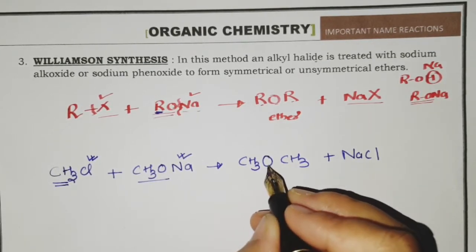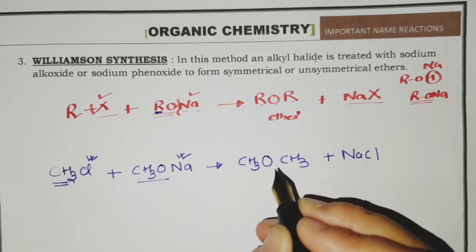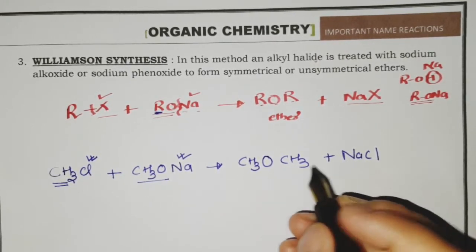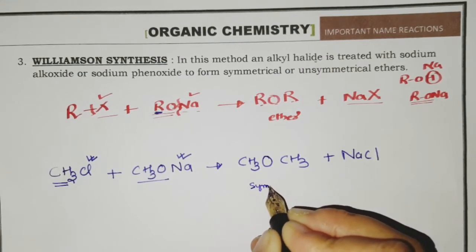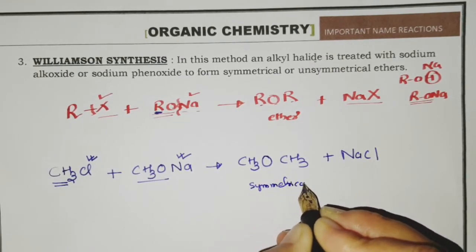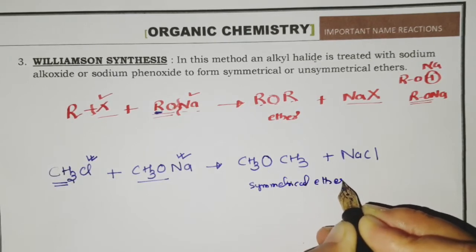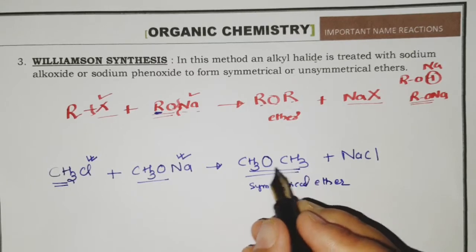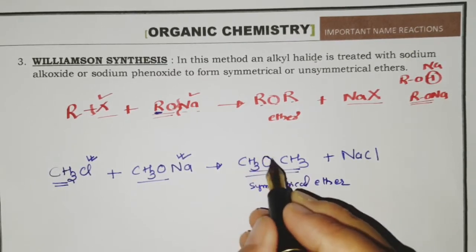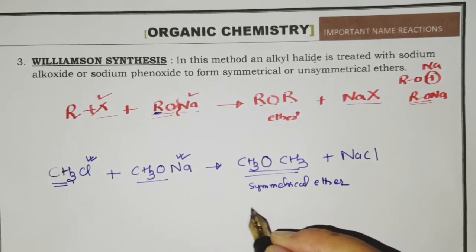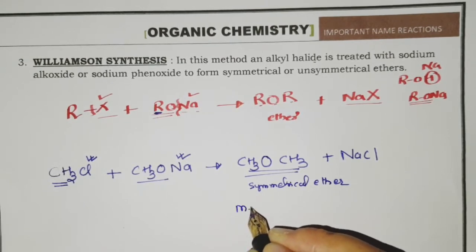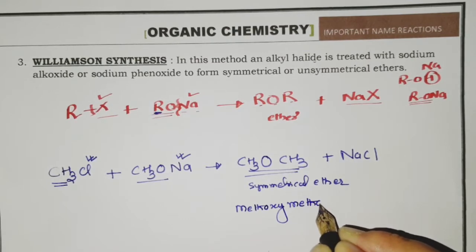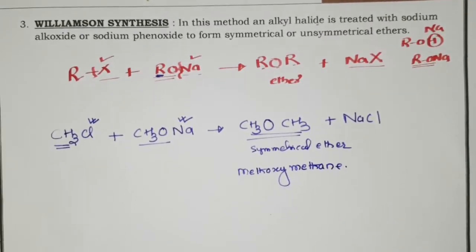Why symmetrical? Because either side of oxygen contains the same type of alkyl group. If the alkyl group is the same, we call it a symmetrical ether. Now what is its name? We can call it dimethyl ether, or we can also say methoxymethane. So this is your methoxymethane. Let us take some more examples.